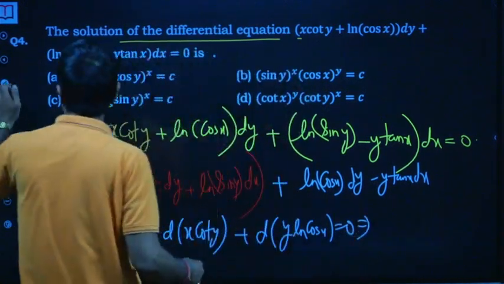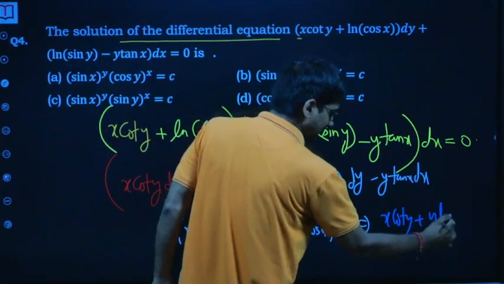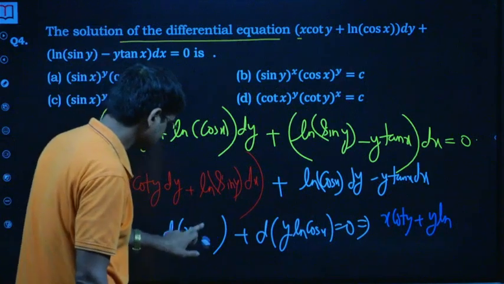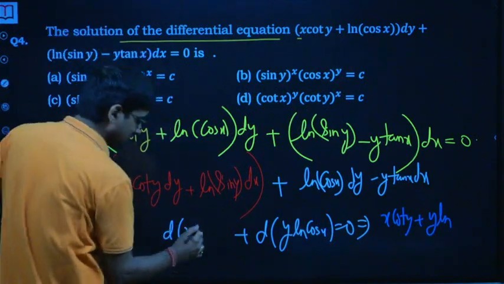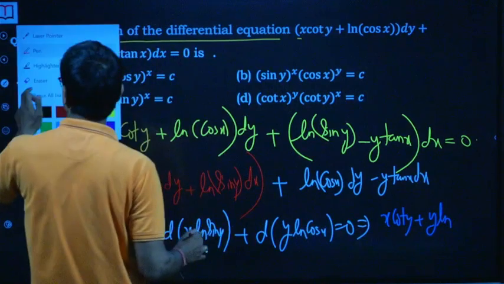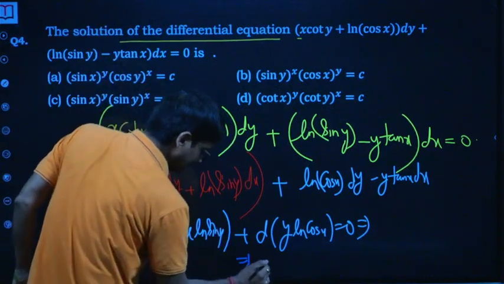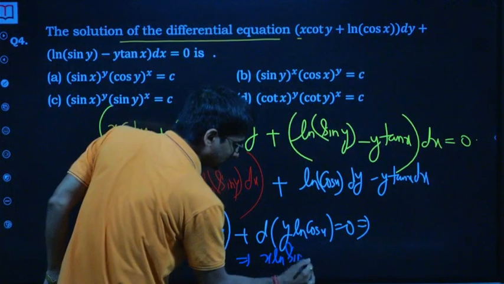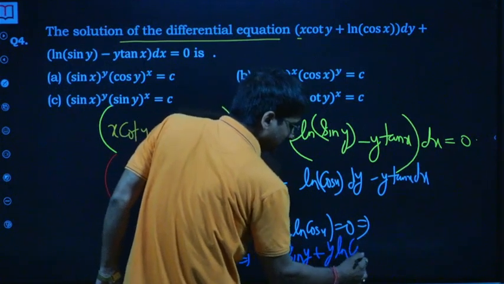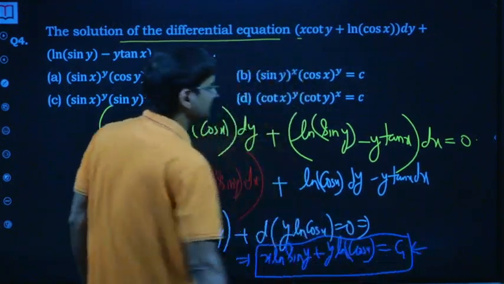Integrating both sides, what will we get? We will get x times ln sin y plus y times ln cos x. The integral of dt is t, isn't it? So x times ln sin y plus y times ln cos x is equal to a constant, whatever that indefinite integral constant may be. That should be the answer.